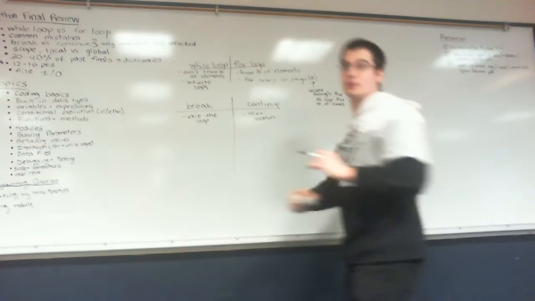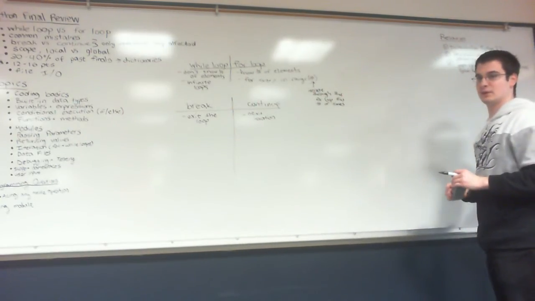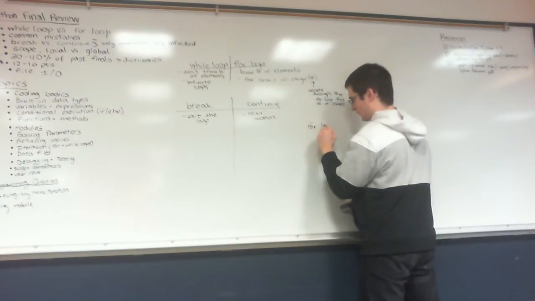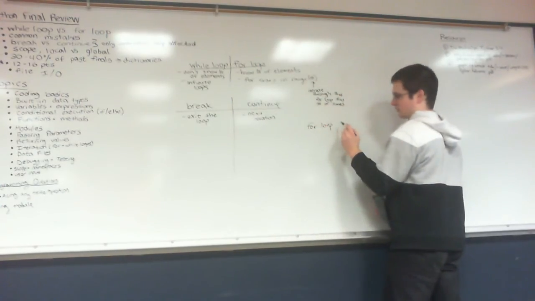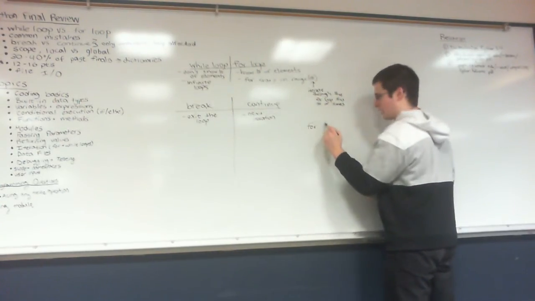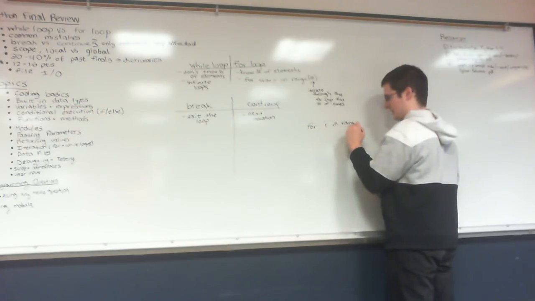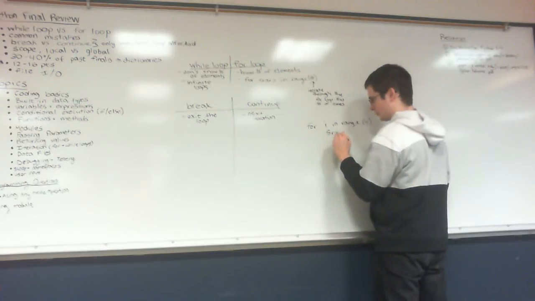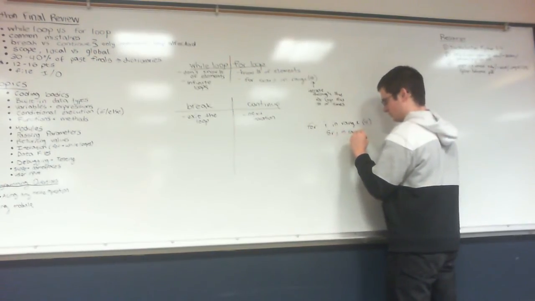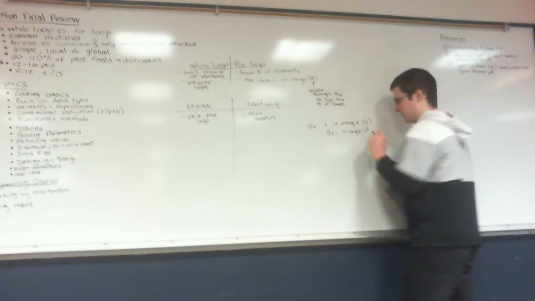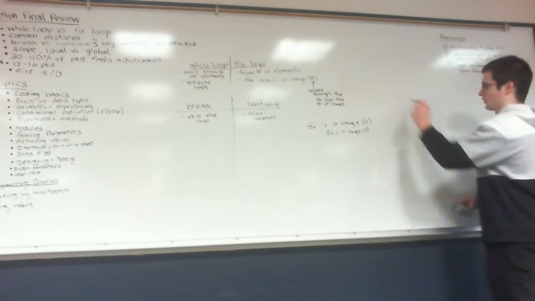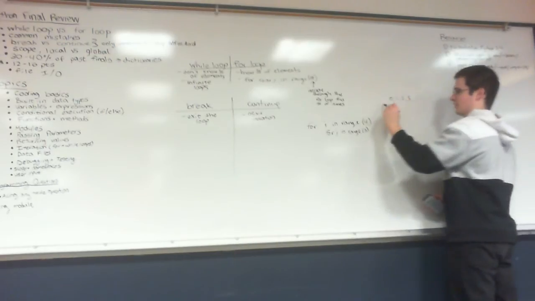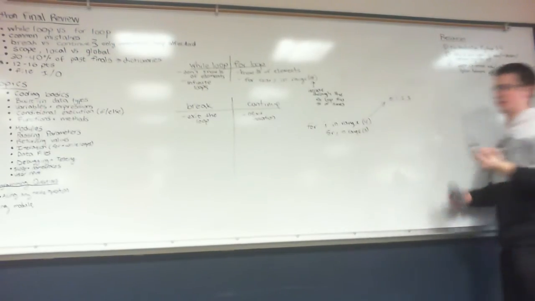Wait, does the continue, if it's true, does it break out of the statement? Okay, good question again. So you have a for loop, right? We'll do for i in range 4, and then for j in range 3. And I think this will illustrate your example. So your question, so 0, 1, 2, 3, right? It's going to iterate like that.